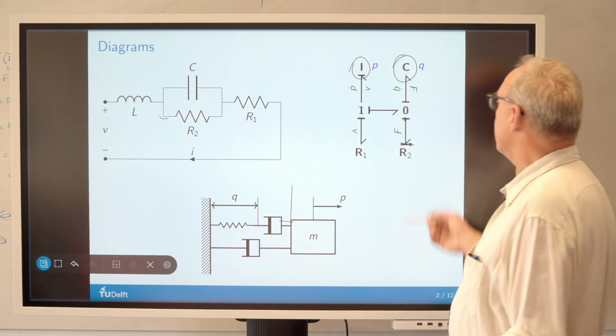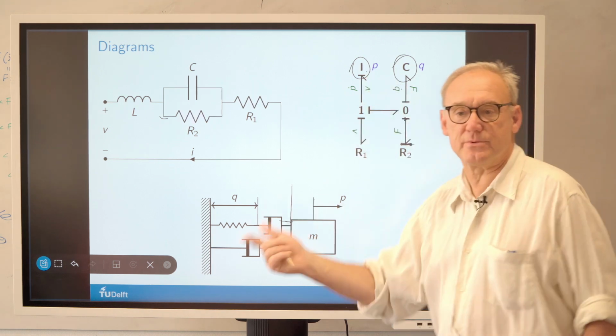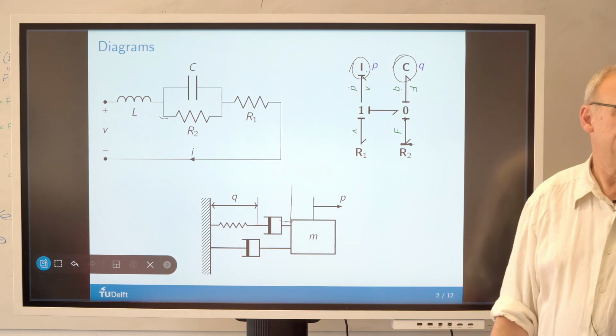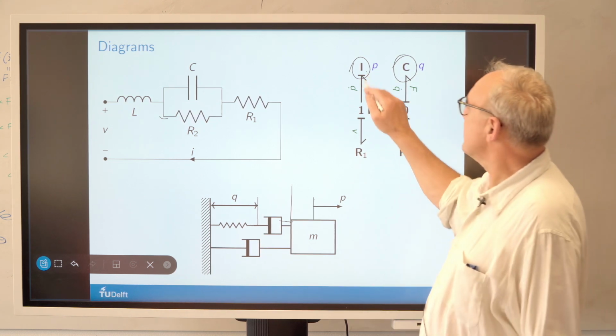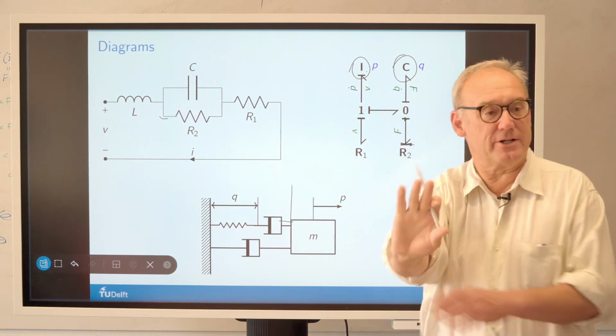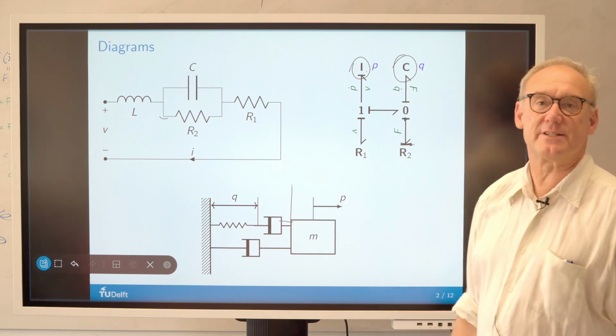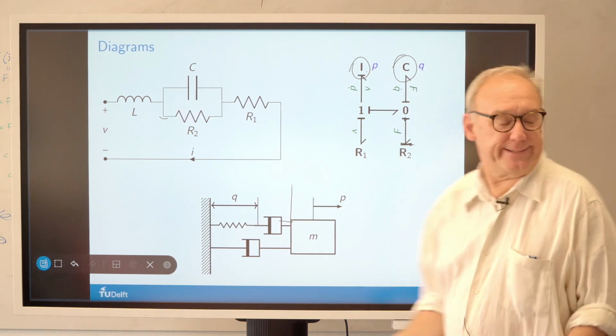I can talk about it. The causality just tells you what way the force is working, right? So of course the causality of the mass is this way because you have to push the mass. You can't give it a velocity. But a spring you can't.